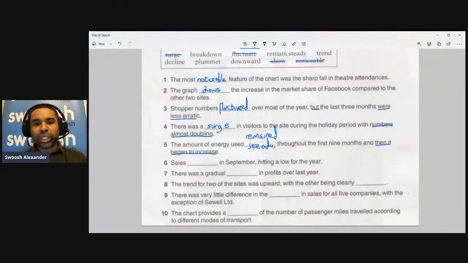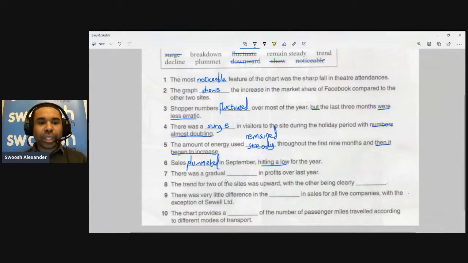And if we have a look at number 6, sales, this is where we'd be better off to use plummeted, isn't it? You talk about a fall, in this case a steep fall, a significant fall, because it talks about them hitting a low. So plummeted would be the verb we could use in this case. Yeah, it matches with the rest of the sentence. So again, well done to those who got that answer correct.